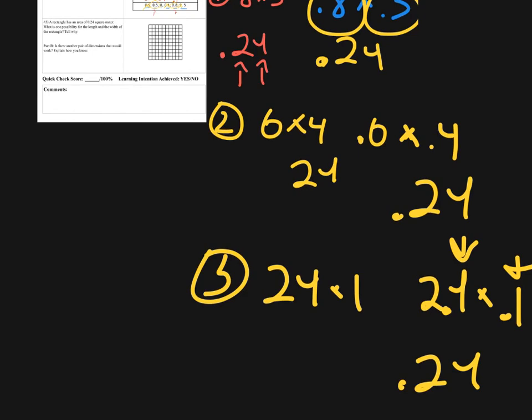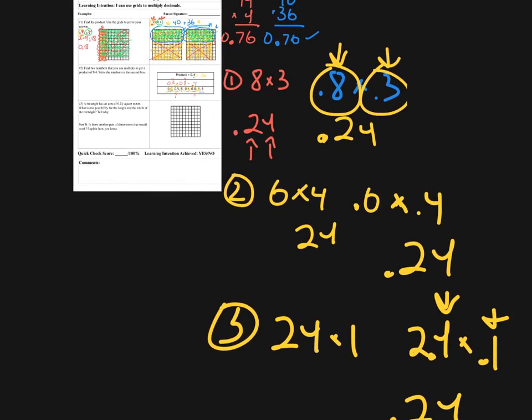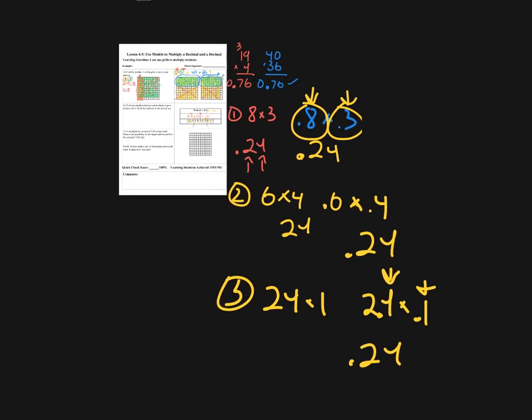Now part B says, is there another pair of dimensions that would work? Explain how you know. Well, I gave you 3 different pairs that work. Any of those will work as long as you have the correct decimal number, and it has to be 24.